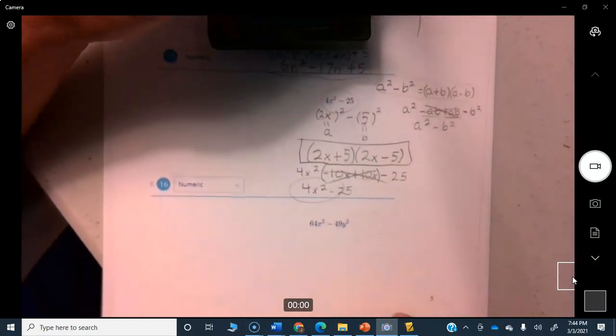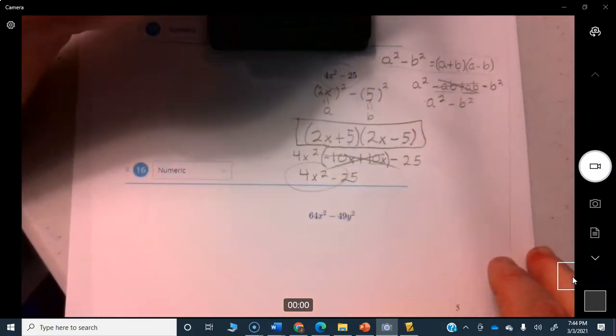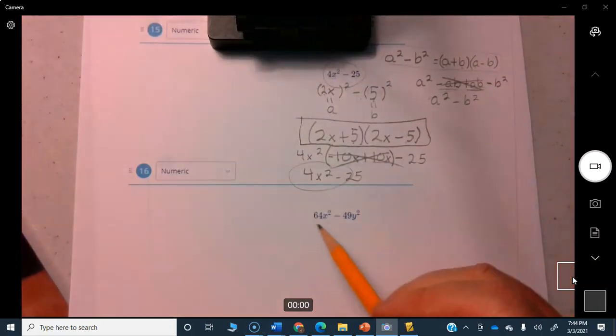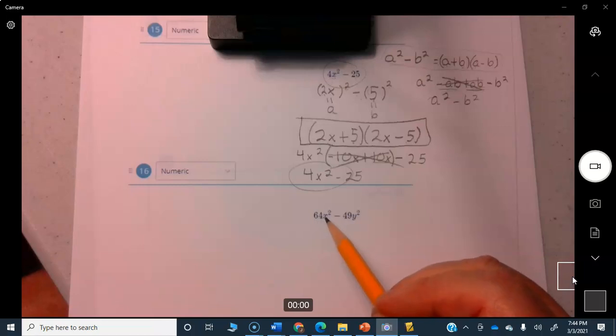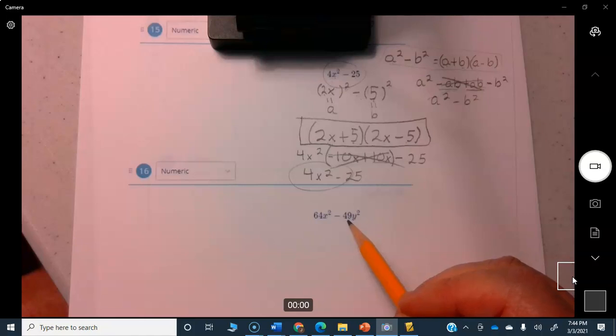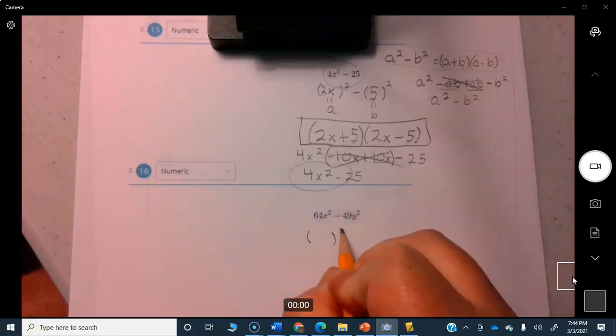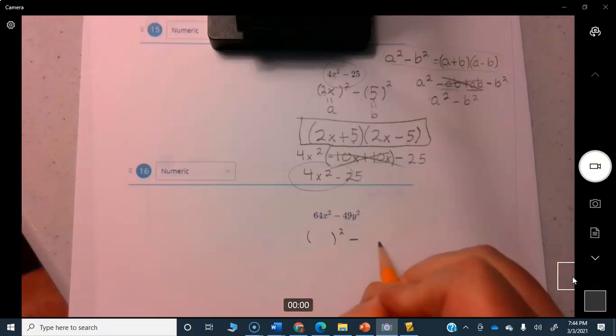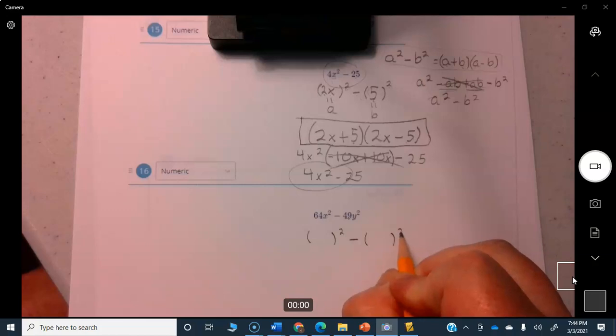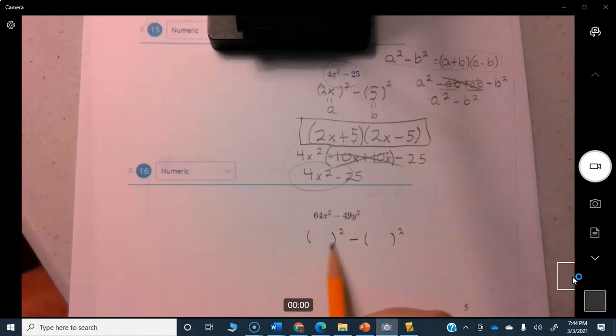See how many of these they give you. I'll do one more for you, and then I'll give you an easier one to do. Okay, first of all, you got to find out, are these squares? Well, you got to kind of know what your squares are. 64 is a perfect square. It's 8 times 8. X squared is a perfect square. It's x times x. 49 is a perfect square. It's 7 times 7. And y is a perfect square. It's y times y. So what we're going to do is draw our open parentheses with the square minus open parentheses with the square. Okay, so what do we put in here to get 64x squared? So just take it one piece at a time.